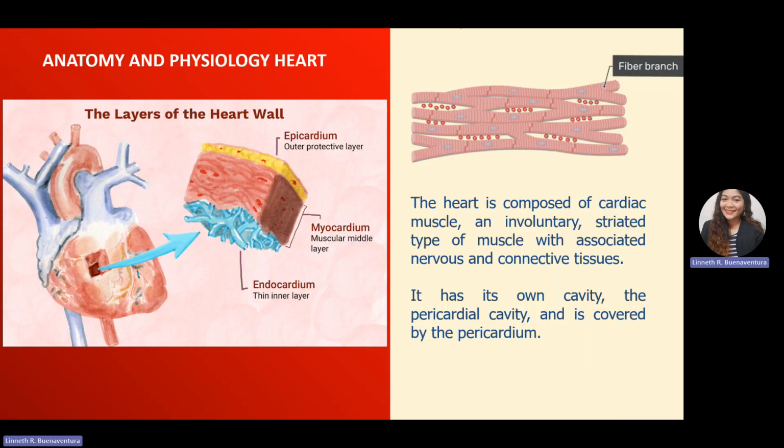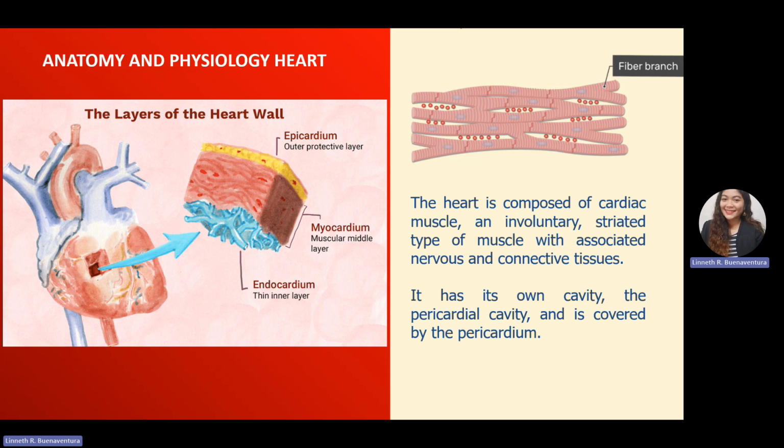Let's proceed to the anatomy and physiology of the heart. Our heart consists of layers. We have the epicardium, myocardium, and endocardium. The epicardium is the outer protective layer of the heart. The myocardium is a muscular middle layer responsible for pumping. And then we have the endocardium, which is the thin inner layer of the heart.